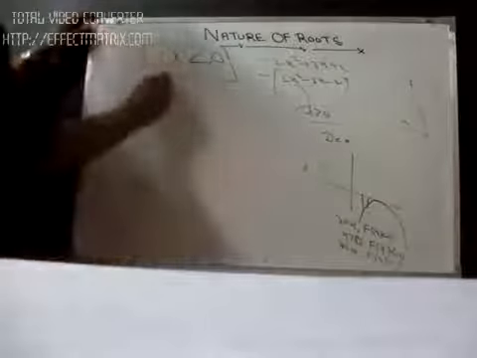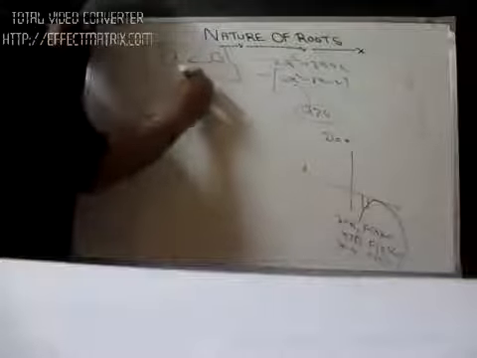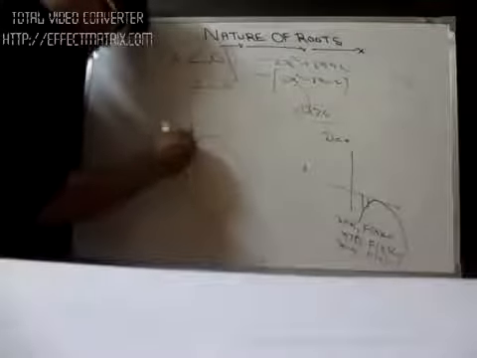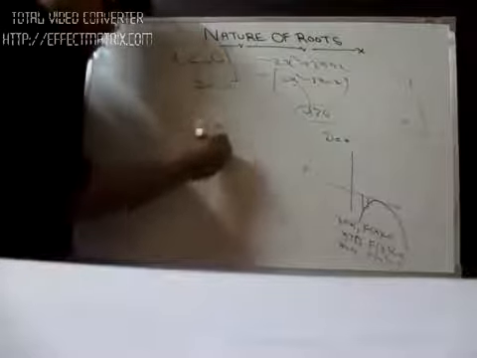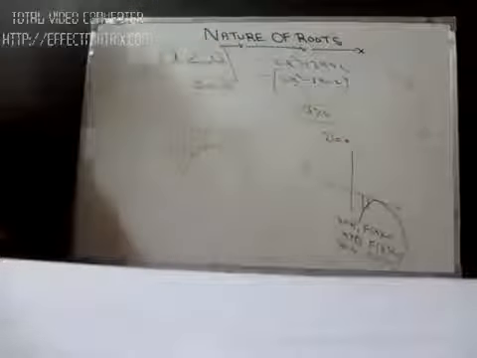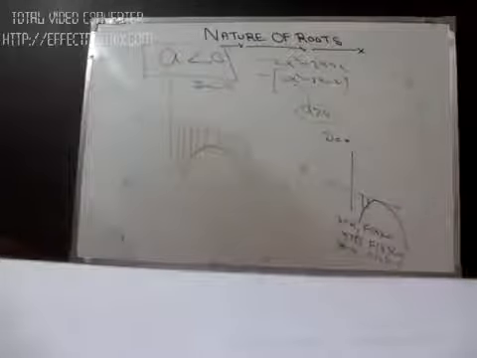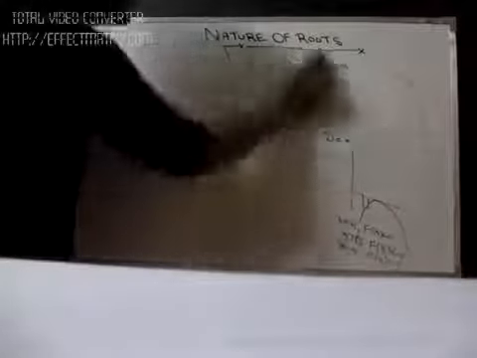Now third case, when D is less than 0, it will not cut the x-axis. Then for all values of x, f(x) will be less than 0. Okay? So these are the basic graphs of quadratics.